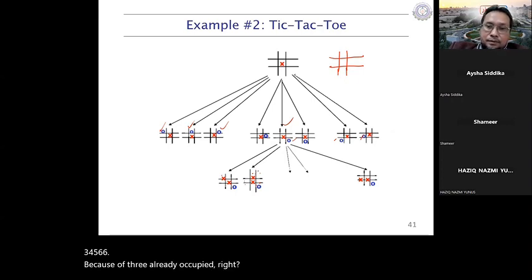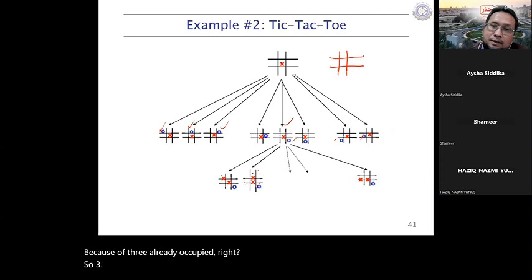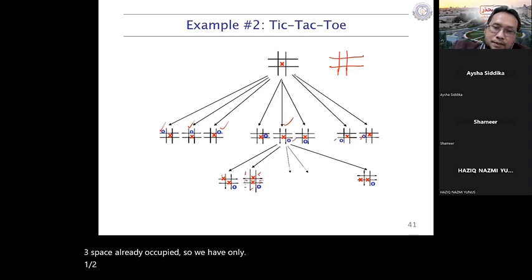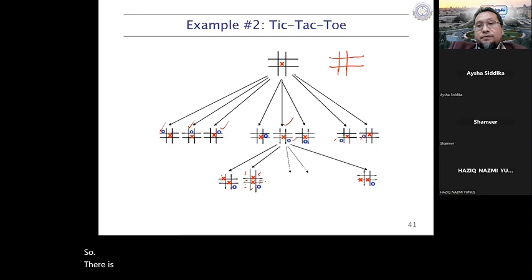So that space is already occupied. So we have only 1, 2, 3, 4, 5, 6. So this one is occupied here. Actually there are 7 positions, but this one is occupied. Then we put it here, and we can move to this side.